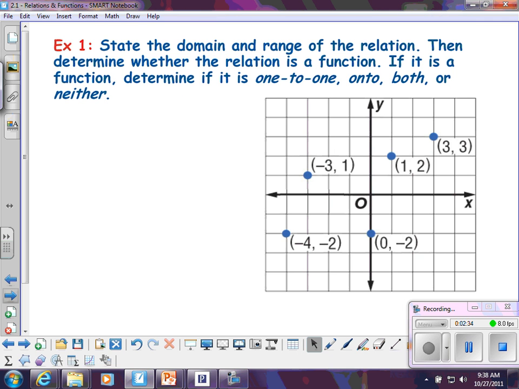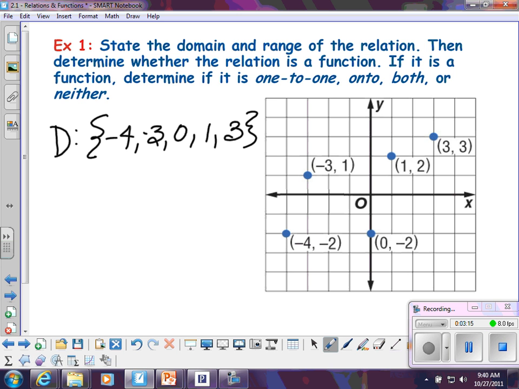State the domain and range of the relation. Then determine whether the relation is a function. If it is a function, determine if it is one-to-one, onto, both, or neither. So I'm going to let y'all draw that real fast. All right, so we already talked about what domain was. What did I say the domain is? The x's, right? So domain, it's a set, and what's my smallest x? No. -4, good. What's my next smallest x? -3. Then 0. Then good. What's my range?